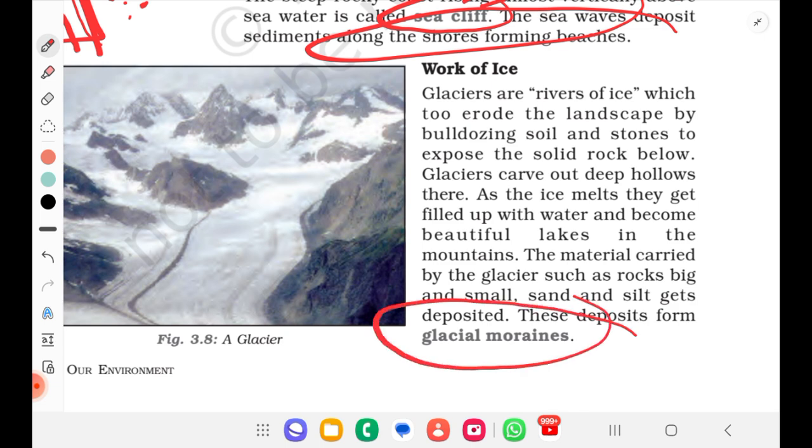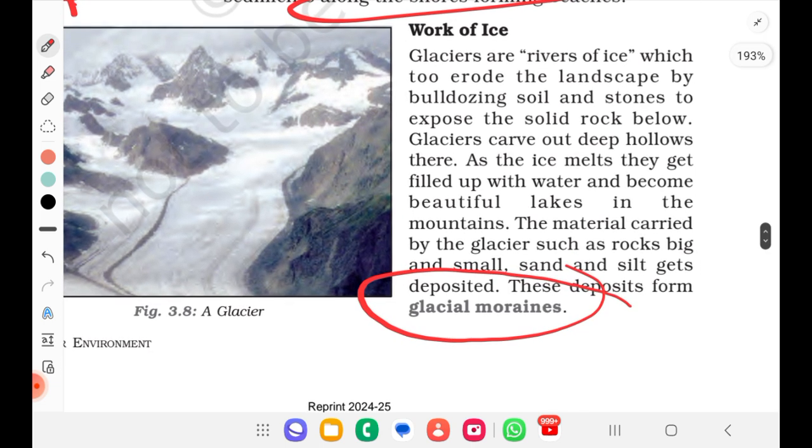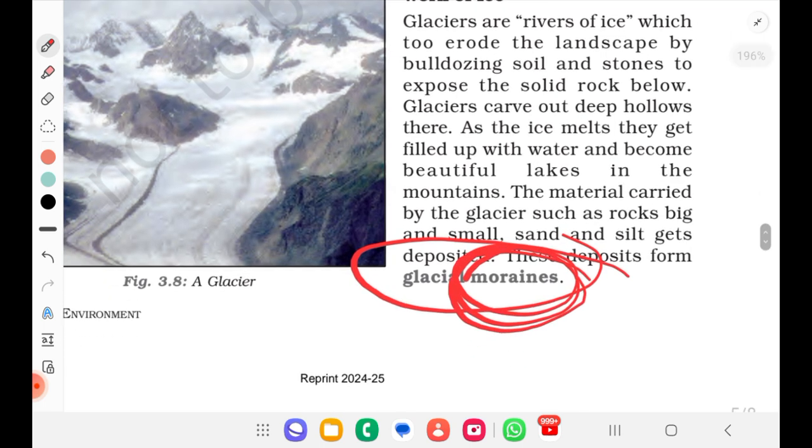Okay, so whatever depositions are brought by ice or the glacier are called glacial moraines. You should know what moraines are. These are the deposited materials by glaciers.